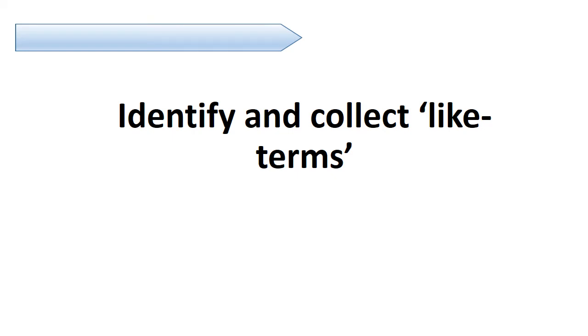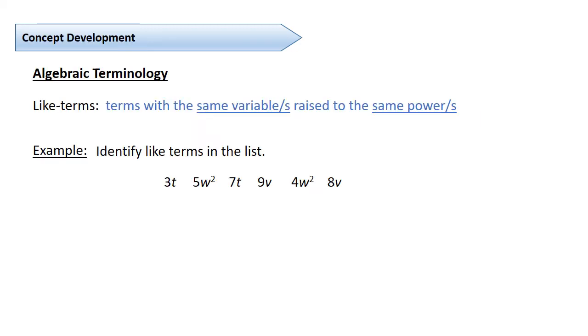Okay guys, so we have a PowerPoint here on identifying and collecting like terms. Like terms are terms with the same variables raised to the same powers. Both of these conditions are required in order for the terms to be like each other. So we're going to go through an example here, identifying the like terms in the list. We're looking for like letters and also like powers.